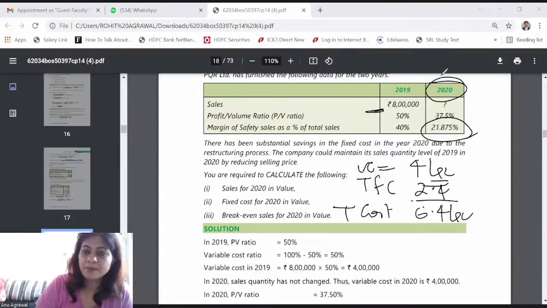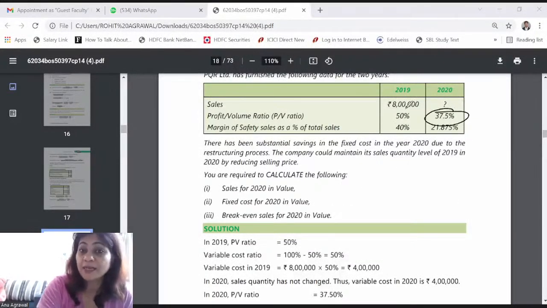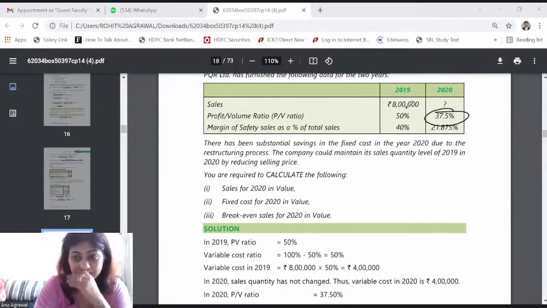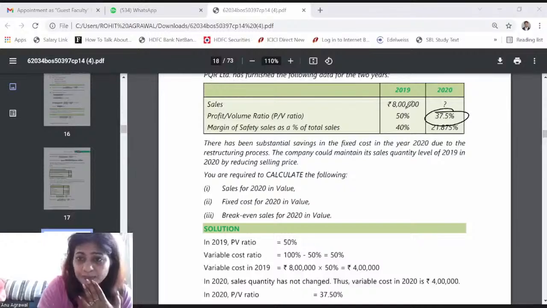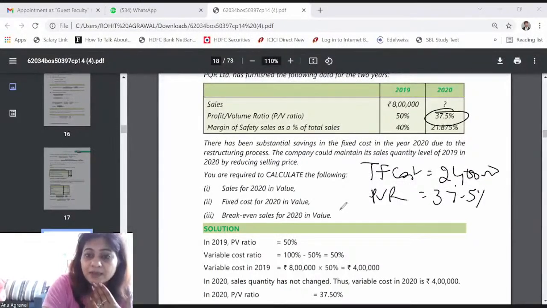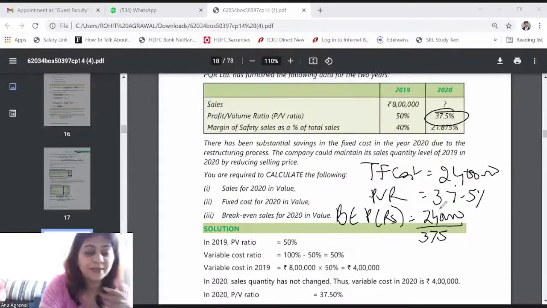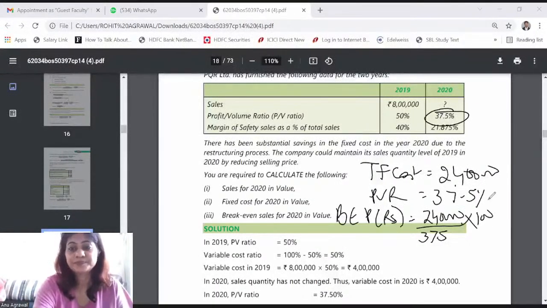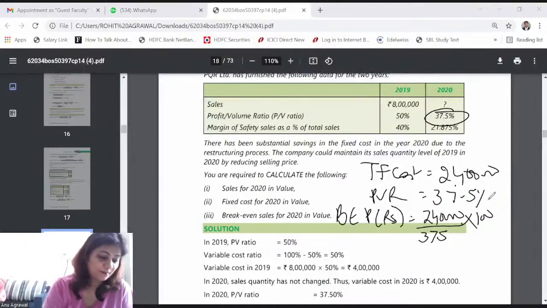So on a simple note, in 2020, my units are same. My profit volume ratio is 37.5%. Yes or no? That means, how do I solve my sum? You tell me. I know my total fixed cost is 2,40,000. I know my PVR ratio is 37.5. Can I find out my break even in rupee terms? I can. 2,40,000 divided by 37.5 into 100. How much does that come out to be?